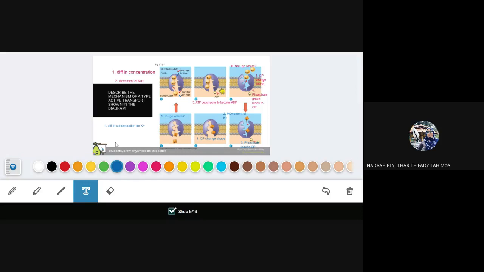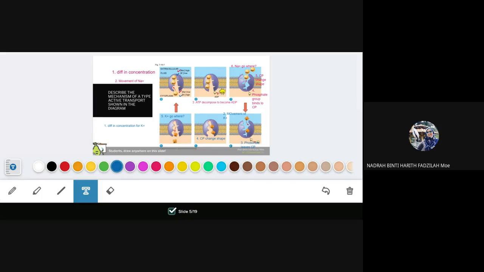Okay, so for K plus, the concentration of K plus is high inside the cell and low outside the cell. Number 1. Number 2, 2 K plus enter the carrier protein, or 2 potassium ions bind to the active site, or specific site, of the carrier protein. Number 3, phosphate group leaves the carrier protein. Number 4, this will cause the carrier protein to change shape. And number 5, potassium ion is transported into the cell.